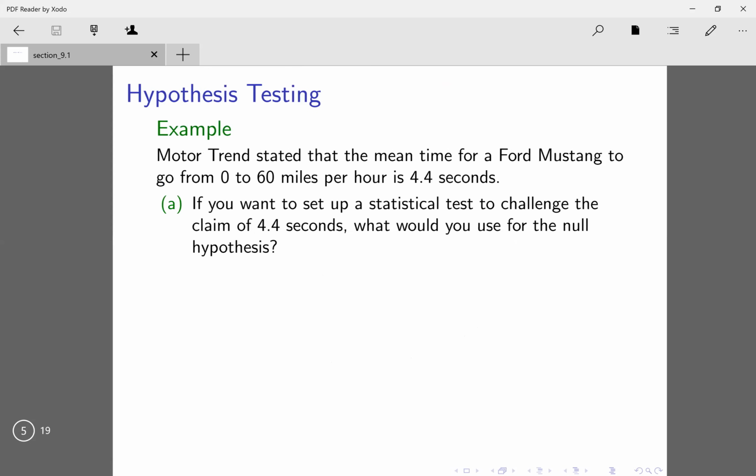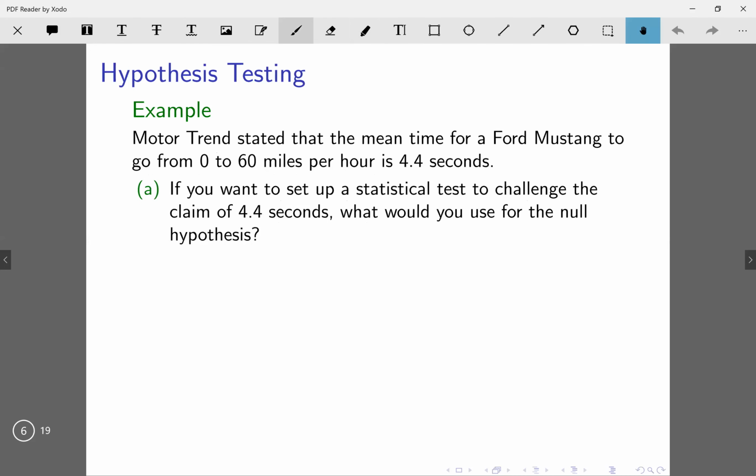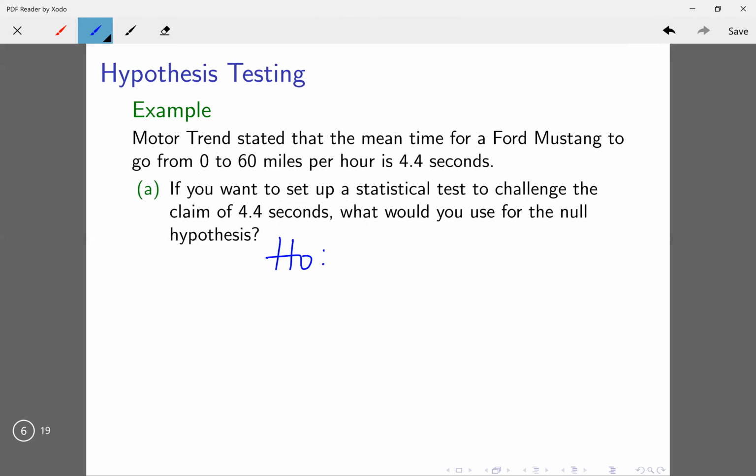So Motor Trend is a magazine, and they say that the average time for a Ford Mustang to go from 0 to 60 miles per hour is 4.4 seconds. You want to set up a statistical test to challenge that claim of 4.4 seconds. What's the null hypothesis? I want you to take a second and identify in your notes. What is the null hypothesis? What is H0 equal to?